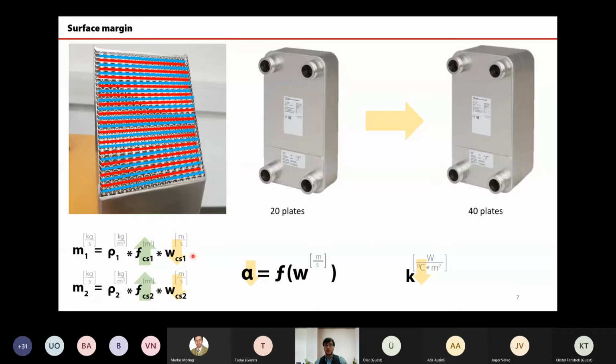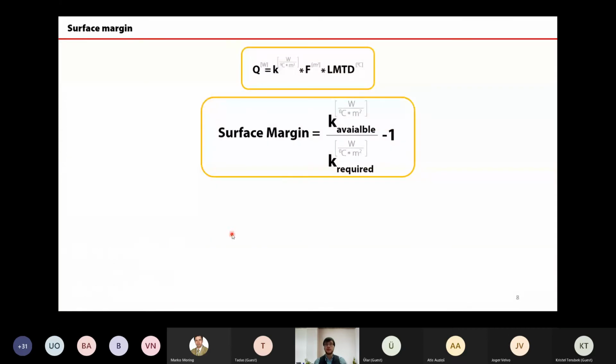That means in a plate heat exchanger, the more plates you add, you artificially worsen your heat transfer coefficient because of dropping velocities in the channels. And that's also the reason why in a plate heat exchanger, in reality, surface margin is not surface margin as it was before in shell and tube units. It is a heat transfer coefficient margin, because how this is calculated in any selection software for plate heat exchangers, it's simply a ratio of your available heat transfer coefficient to your required heat transfer coefficient.